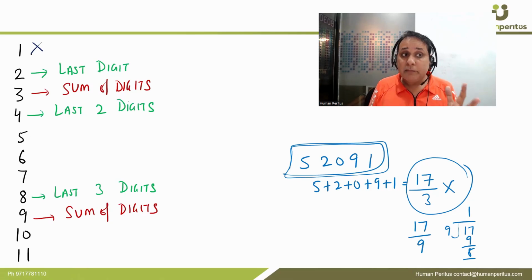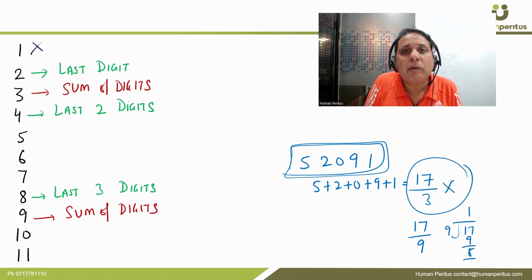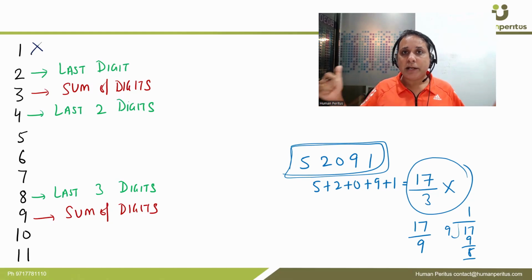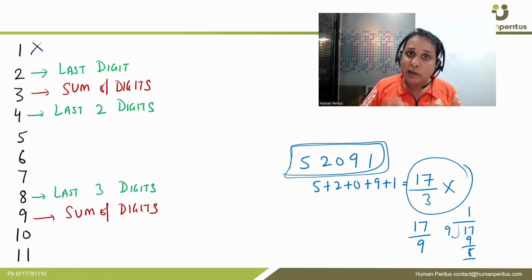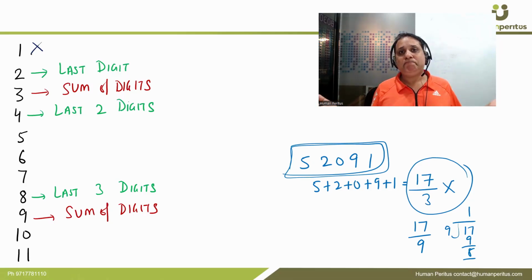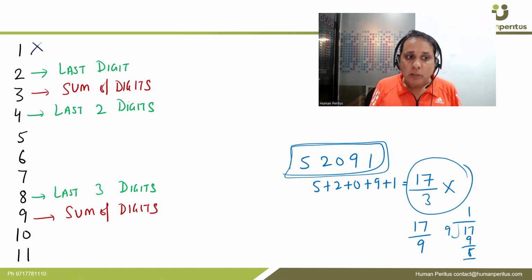By the way, if a number is not divisible by 3, it can never be divisible by a multiple of 3. Remember it, guys. If a number is not divisible by 3, it can never be divisible by 9. Can it happen that a number is divisible by 9 and it is not divisible by 3? It can never happen, right? Can it happen that a number is divisible by 3, but it is not divisible by 9? Yes, it can happen.